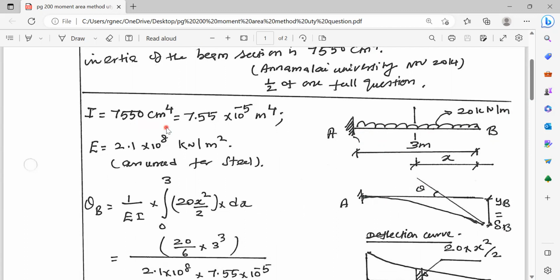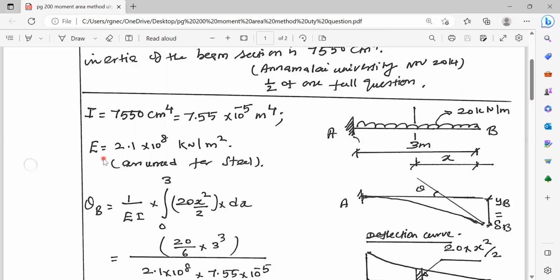Let us convert this into meter power 4 because the length of the beam is in meters. Let us have the units consistent. For the sake of consistency, we are converting this moment of inertia into meter power 4.